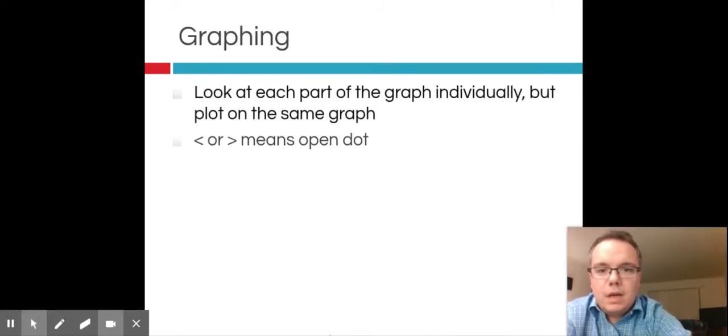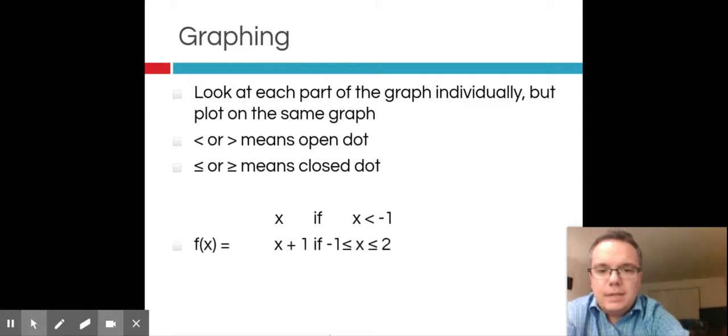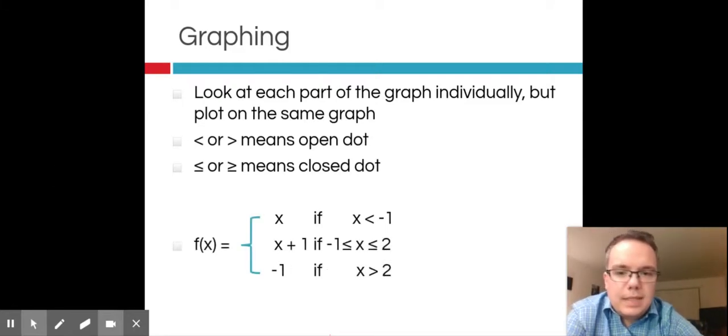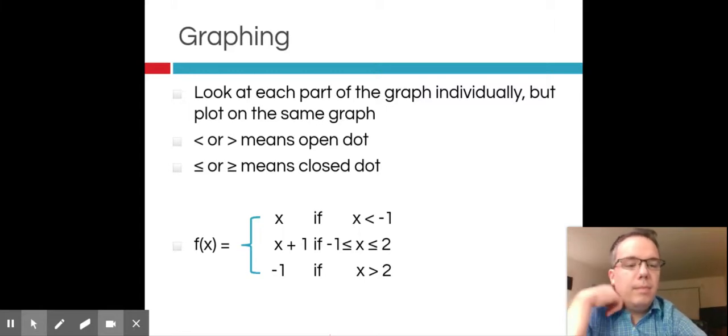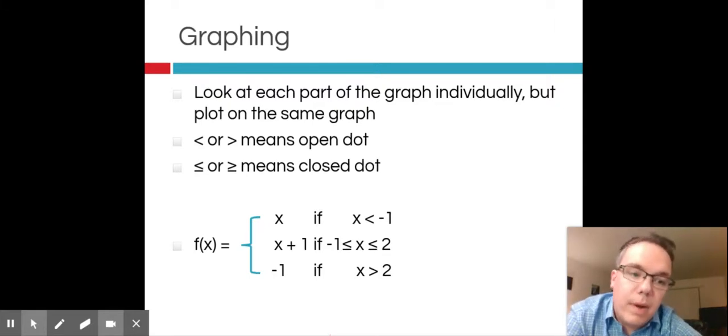All right, so graphing these. On the next slide, I'm going to get to the actual example, but here's what we're going to do graphically. We're going to look at each part of the graph individually, and we're going to put them on the same graph. So what that means, if we're given two parts, we're going to make two xy charts. If we're given three parts, we're going to make three xy charts, and we are going to put each part on the graph.